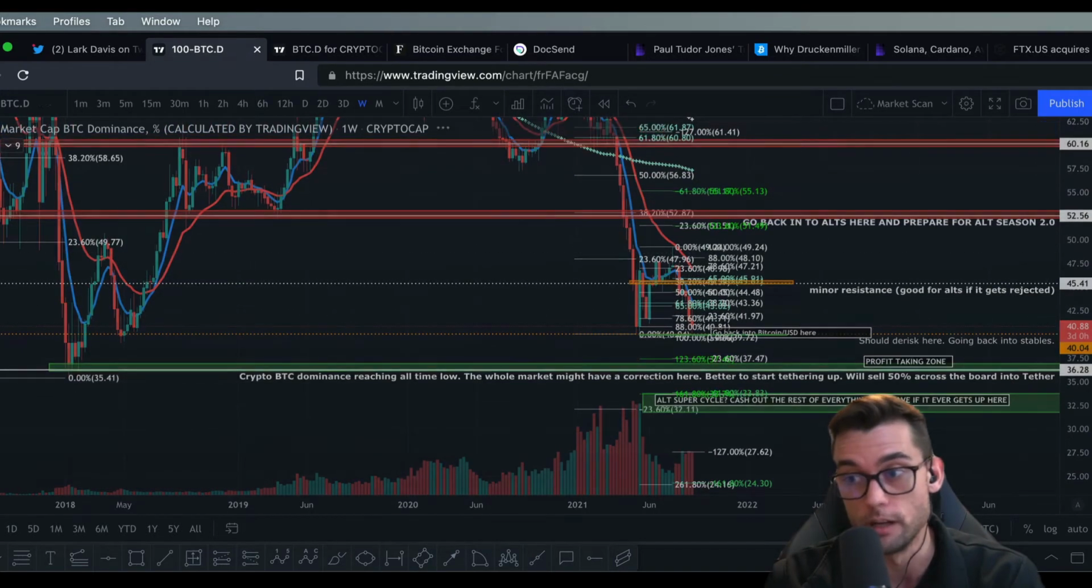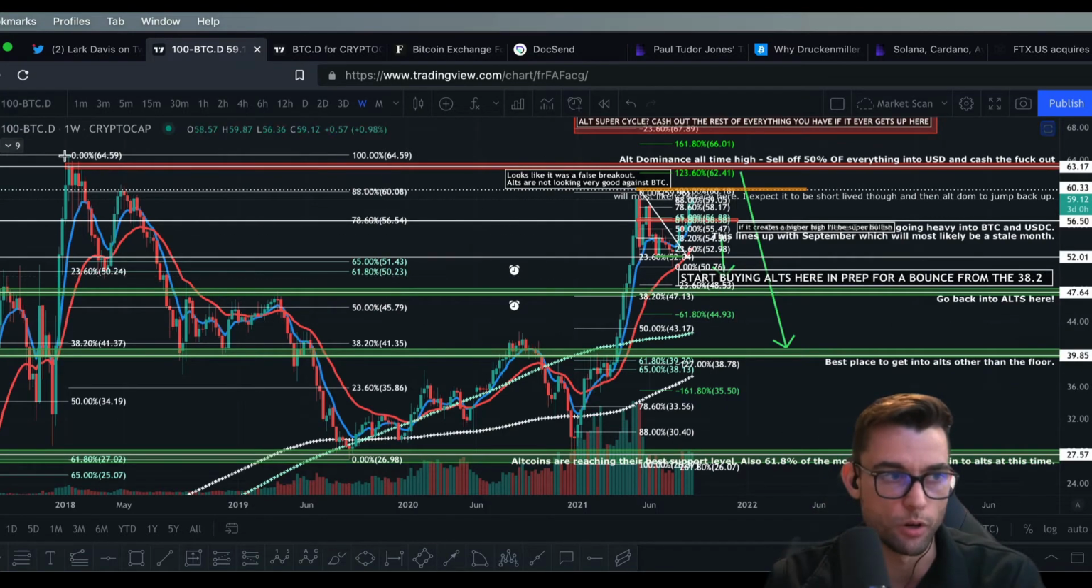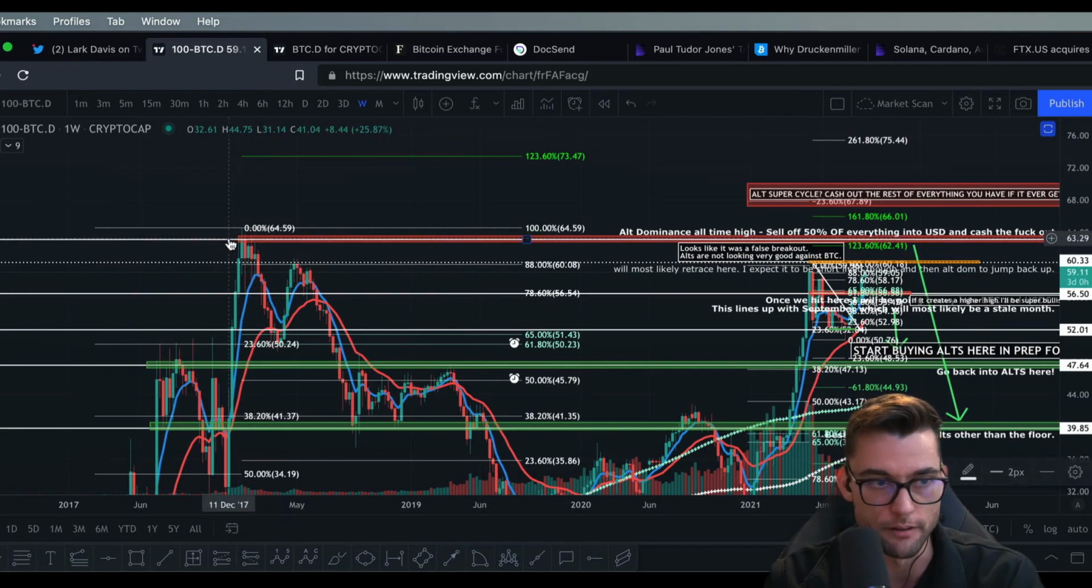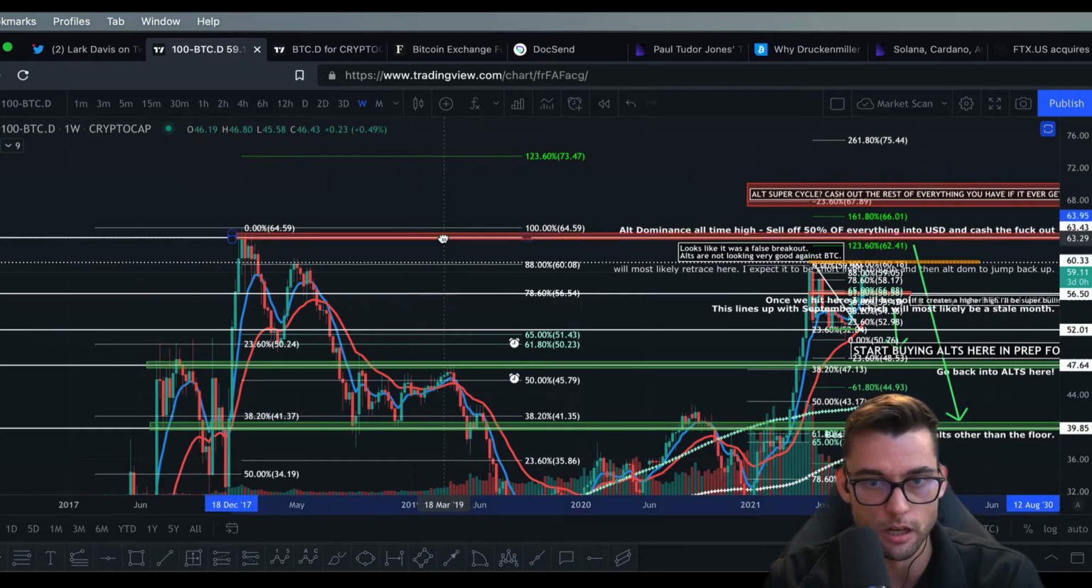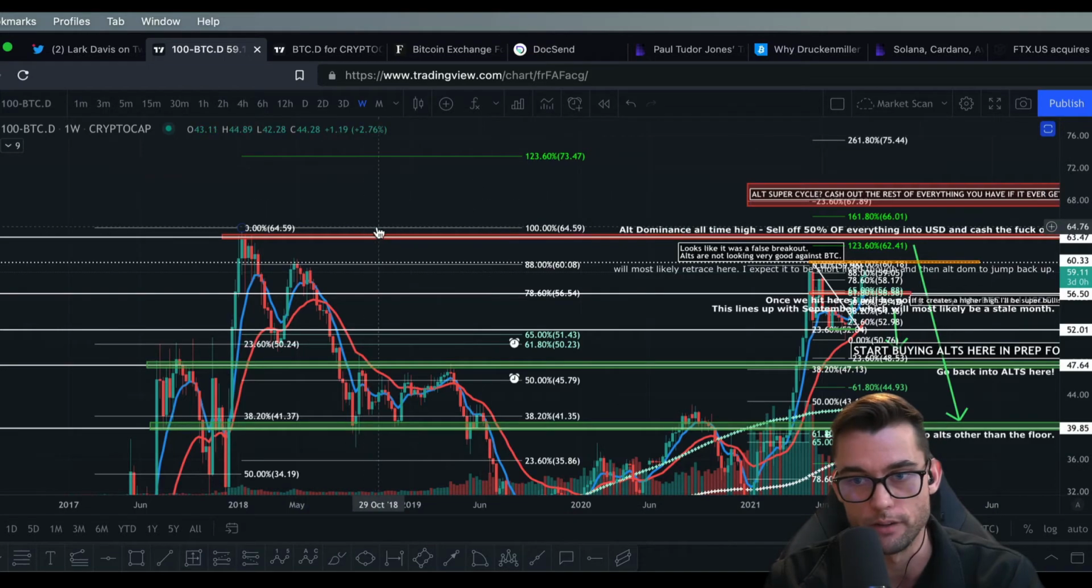So that's Bitcoin dominance, right? And then we have altcoin dominance, which is 100-BTC.D. And you can see that this is the previous high for altcoin dominance back here. And so when altcoins reach this level, I definitely want to hedge my bets and take a lot of profit off the table.